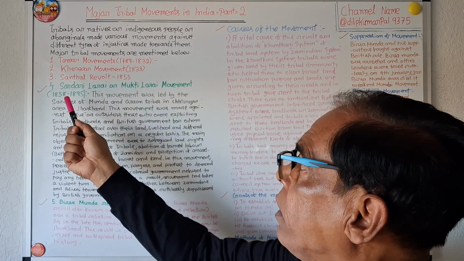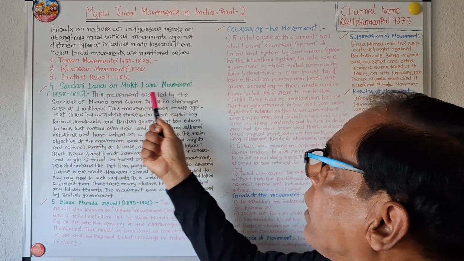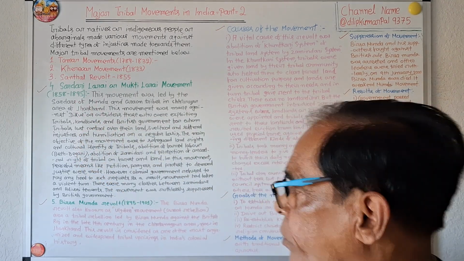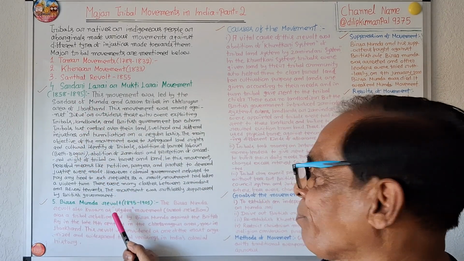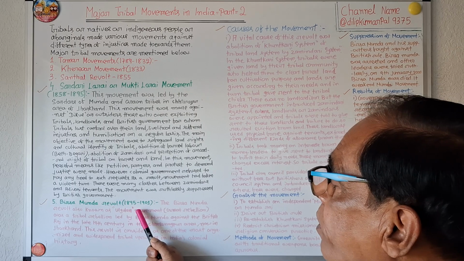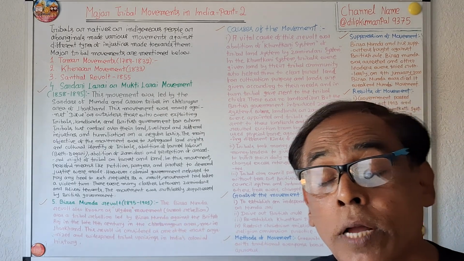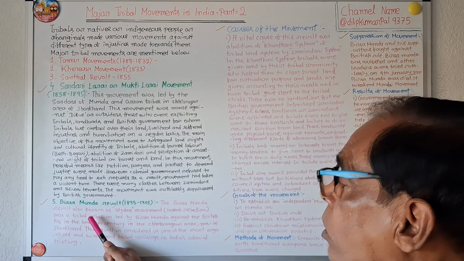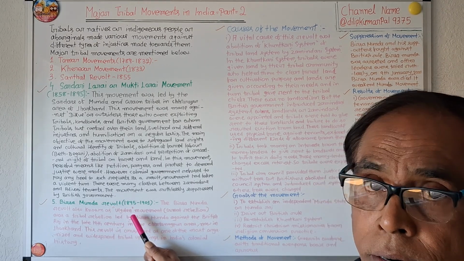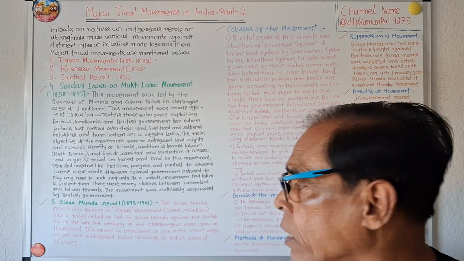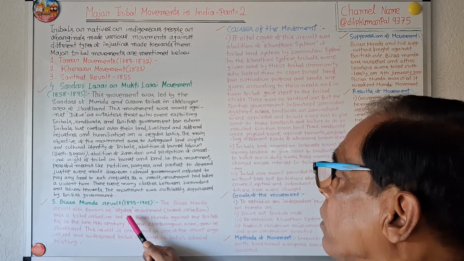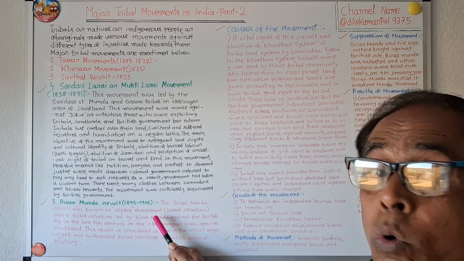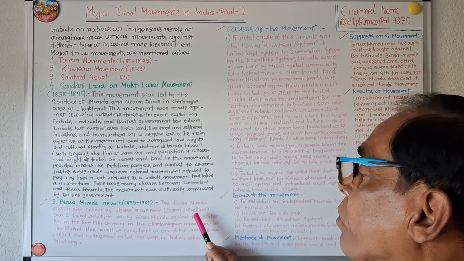So this is the Sardari Larai or Mukti Larai movement, 1858 to 1895. Now let us discuss the Birsa Munda revolt, 1895 to 1901. The Birsa Munda revolt is also known as Ulgulan, the Ulgulan movement or the Great Rebellion.